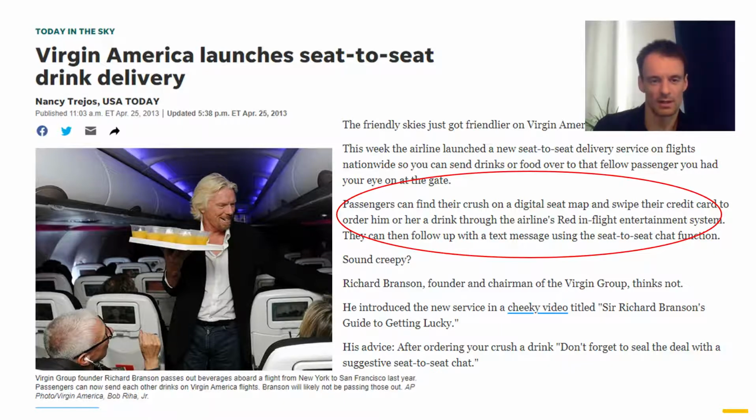And again, they did this for a while, and not surprisingly, at some point someone did something inappropriate, and of course it led to a sexual harassment lawsuit. And I think in the end, Virgin Atlantic discontinued the in-flight flirting system.